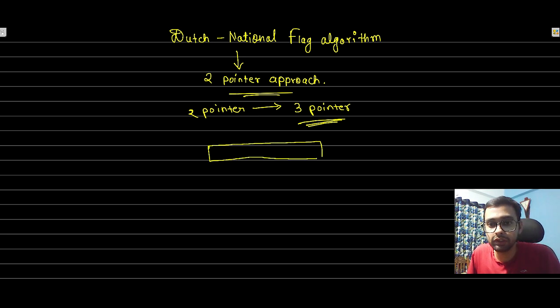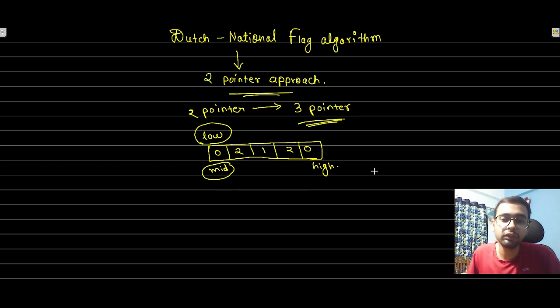Let's say this is the given array, 0 2 1 2 0. We will mark low here, mid here, and high will be here. We have to solve this question using three pointers. But for now, I am not using this approach. We will discuss it again in another video.